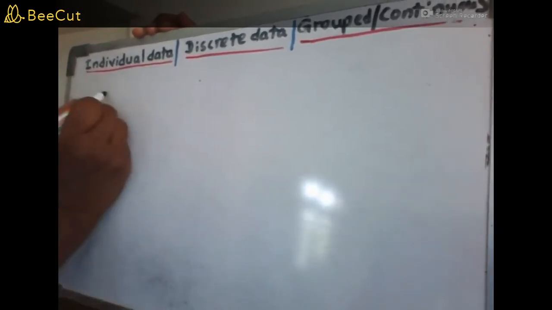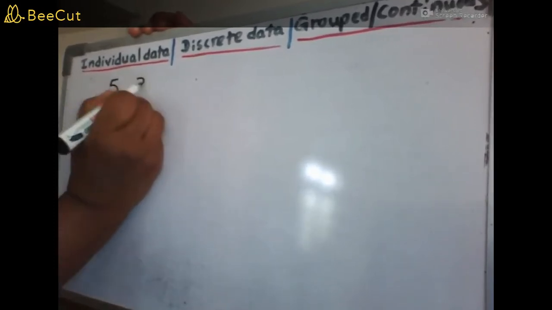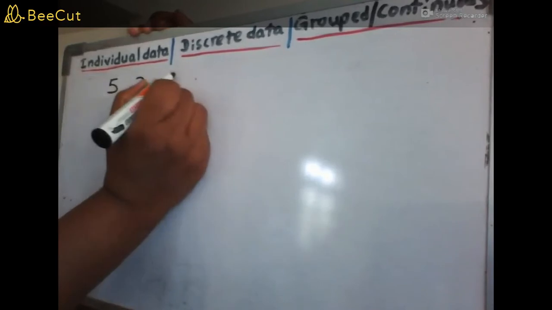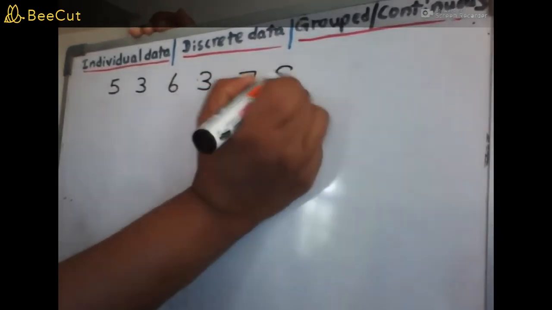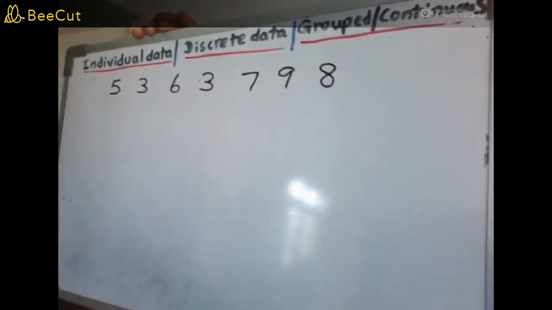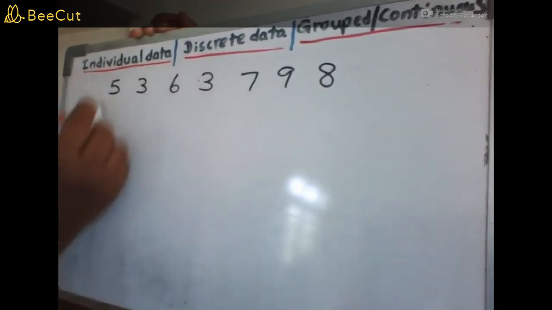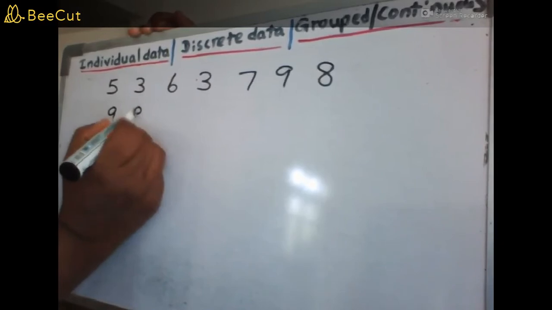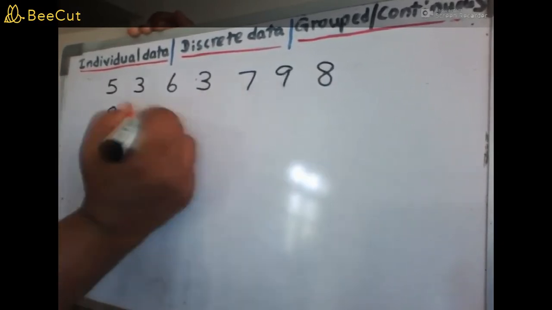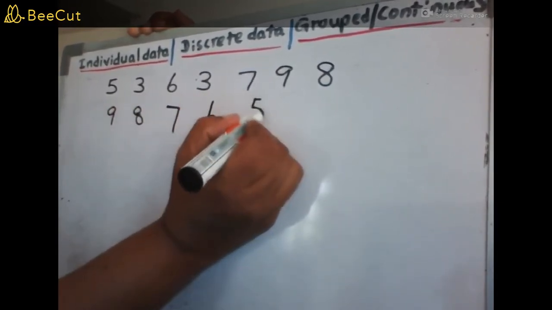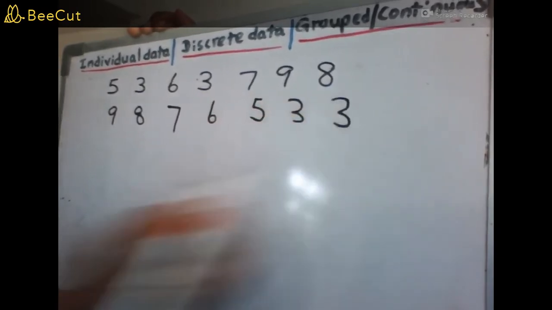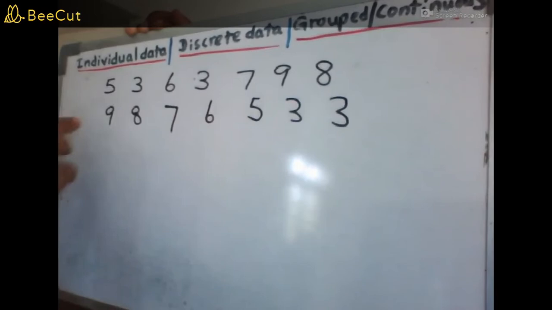Now say we have a set of data like this: 5, 3, 6, 3, 7, 9, 8. We have a series like this. What's the first thing you'll have to do? You have to arrange them in descending order. Here 9, 8, 7, 6, 5, 3, 3. You have arranged them in descending order.